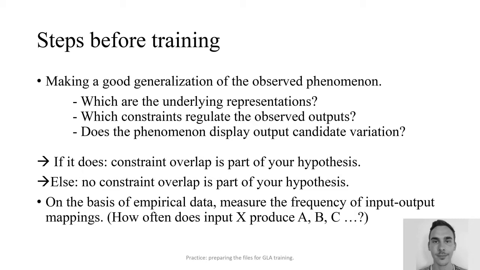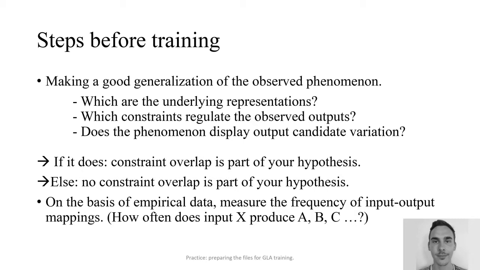Something that the algorithm cannot do for you is guaranteeing the quality of your linguistic description and generalization. So first and foremost, you have to check your data and answer questions like which the underlying representations of your observations are, which constraints regulate the observed outputs, and if there truly is free variation in the grammar that you want to model. Being sure about the last point is important because you can expect beforehand if constraints will overlap in your trained grammar, which is the case if there's free variation, or if they do not. And in that case, you would expect all of the constraints to be far apart from each other.